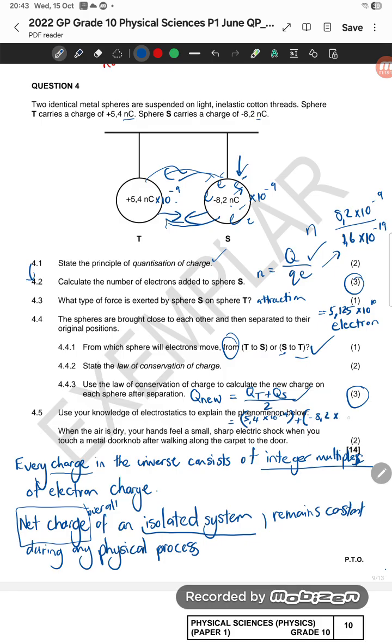Plus negative 8,2 times 10 to the minus 19. Now you can use the negative here because if I've got two positives here, I'm going to have a positive charge. If I've got a negative and a positive, I'm going to have a negative charge if the positive is smaller than the negative. And then divide that by 2 and you get a mark for that. And that'll give you 1,4 times 10 to the minus 9 coulomb. Cool. And another mark there.